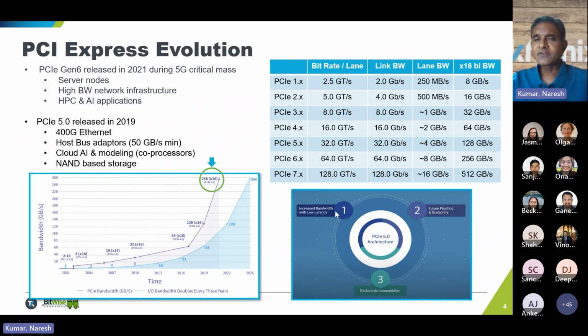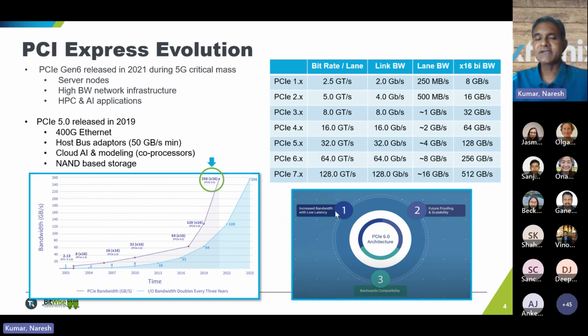But the key point here is, if you can see, the data rates are as high as 64 giga transfers per second per lane, which actually translates to almost 256 gigabytes per second if you're talking of a 16 lane implementation, right? So what does that mean? Each of these incremental, or rather doubling, of data rates comes with certain problems as well. What are those problems or what are those challenges?